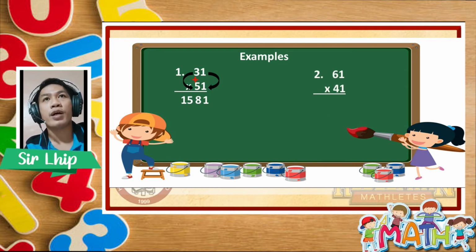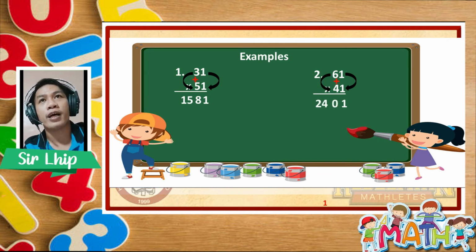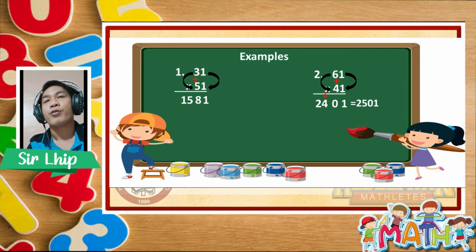Another example, 61 times 41. So, 1 times 1 equals 1. 6 times 4 equals 24. 6 plus 4 equals 10. Carry 1. Therefore, the product of 61 times 41 equals 2,501.